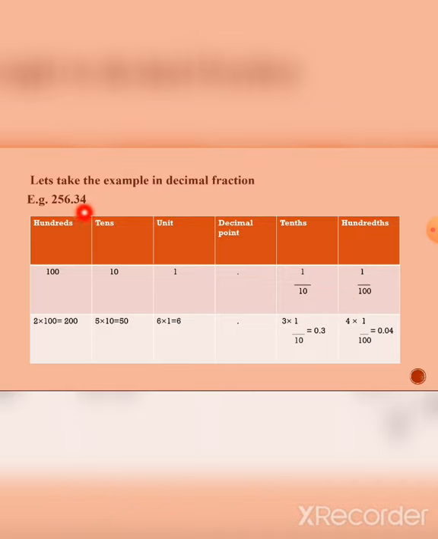Then 4 is at which place? Hundredths place. So we'll multiply 4 by 1 upon 100. So 4 multiplied by 1 upon 100, answer comes as 0.04. I hope students you have understood how to give the place value to a decimal fraction. Now students, moving ahead, we will solve the word problem of decimal fraction.